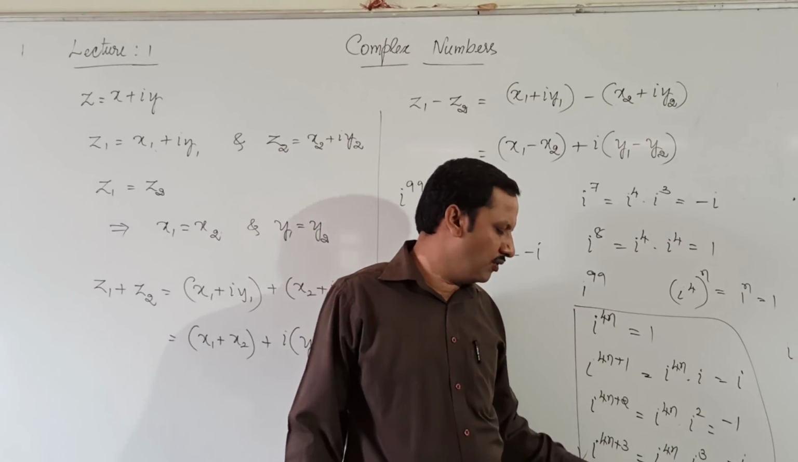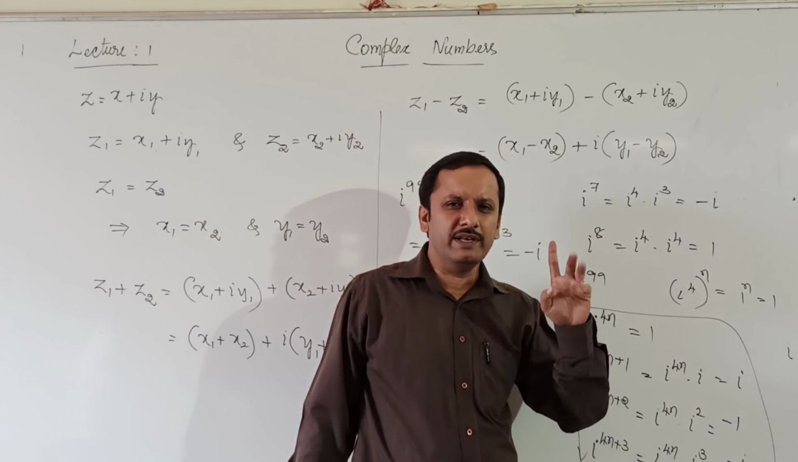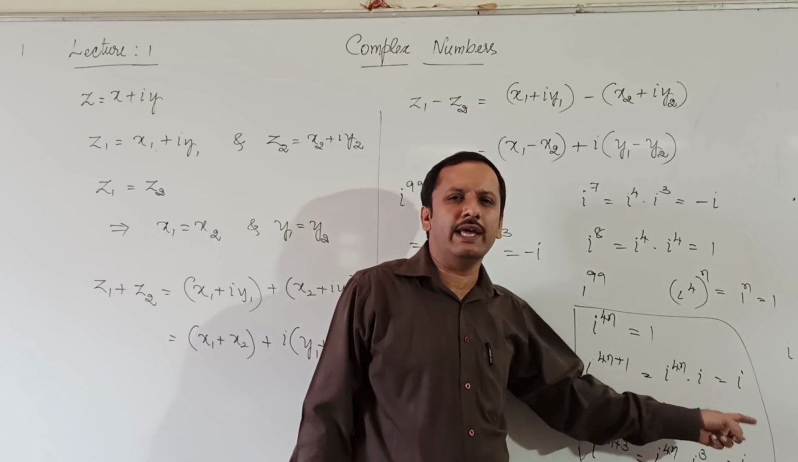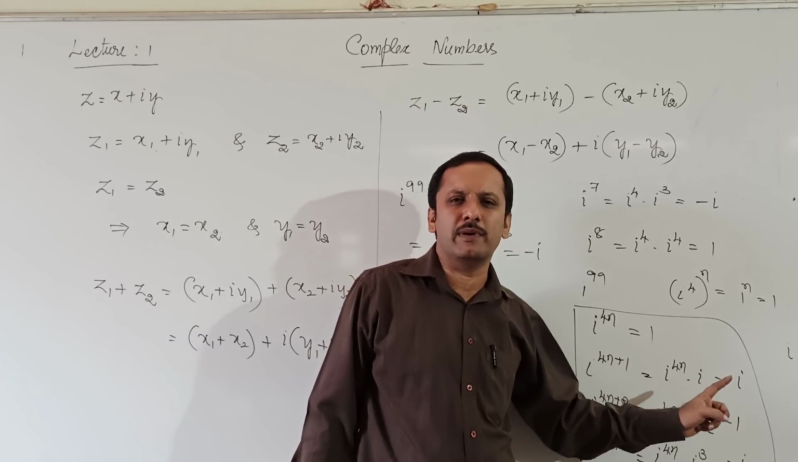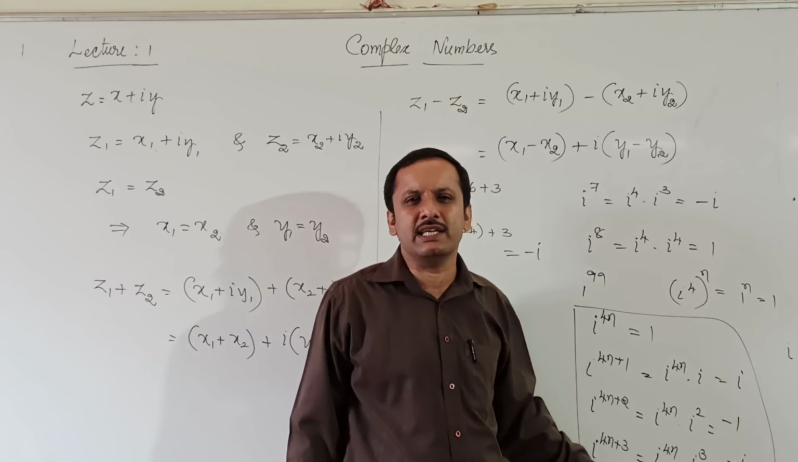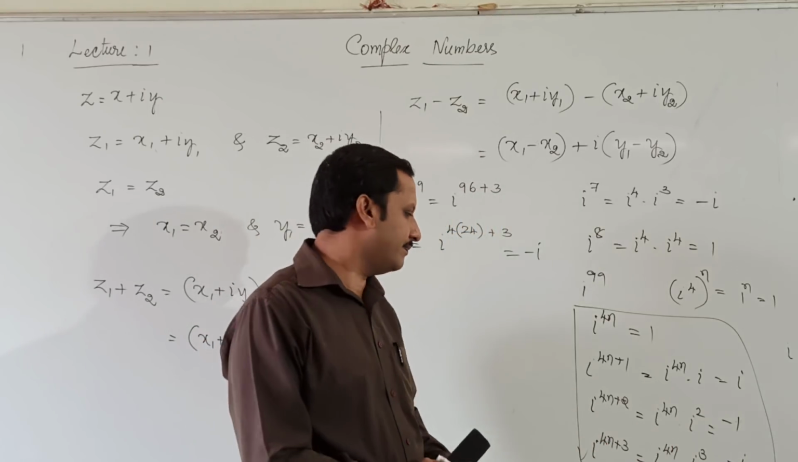So remember these 4. i power 4n is always equal to 1. i power 4n plus 1 is equal to i. i power 4n plus 2 is equal to minus 1. And i power 4n plus 3 is equal to minus i.